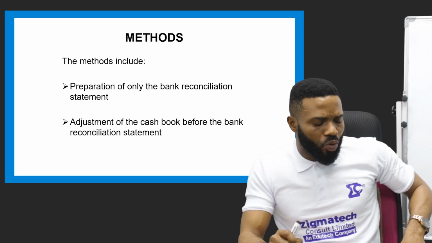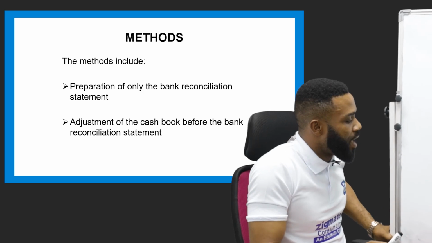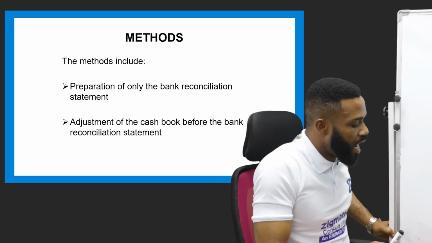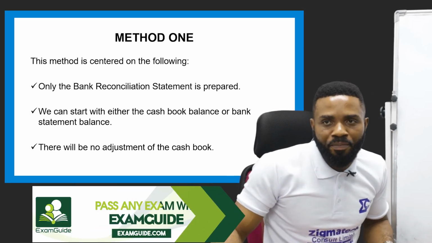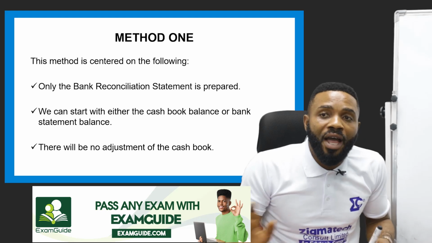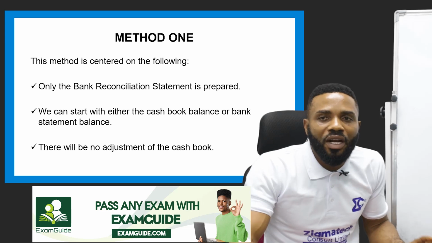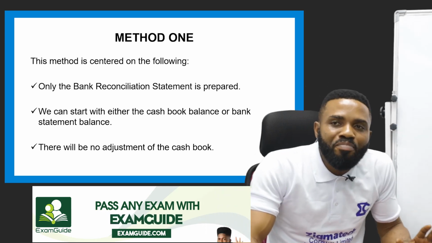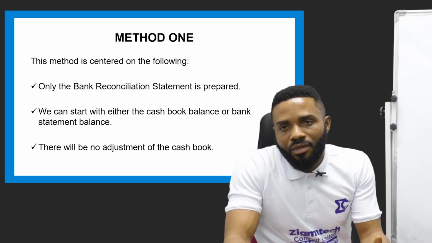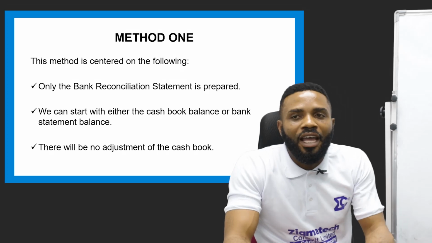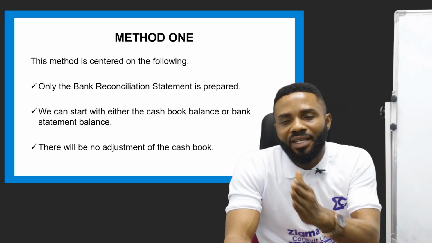Now let me take us to a format of how you can actually prepare the bank reconciliation statement. How does it look? If you are preparing a bank reconciliation statement, what you should do under method 1 is that, first of all, you prepare the bank reconciliation statement. If you are starting with cash, then you are not going to make any further adjustment on the bank statement.